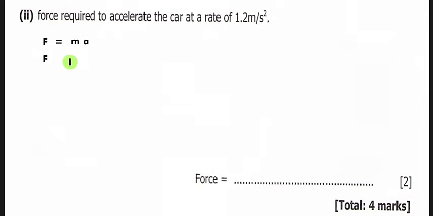So say force is equal to mass times acceleration. The mass is 900 and the acceleration is 1.2. So F equals mass 900 times acceleration 1.2. If we multiply this, we'll get 1018 Newton. So force is in Newton. Don't forget the units. Then let's go to another question.